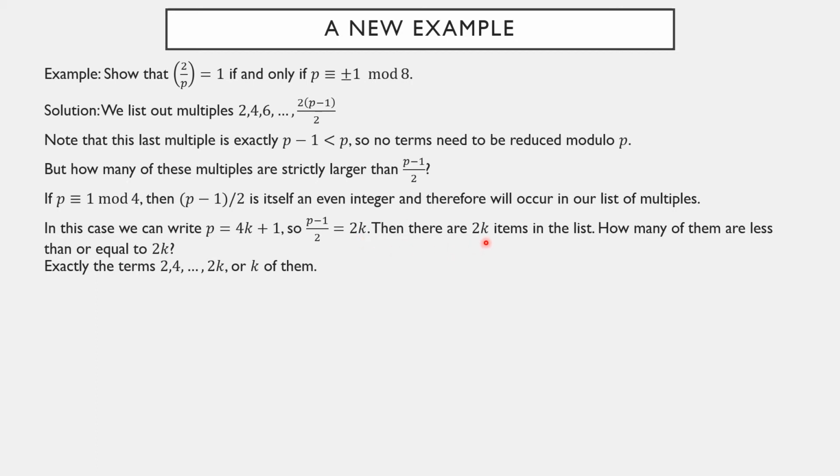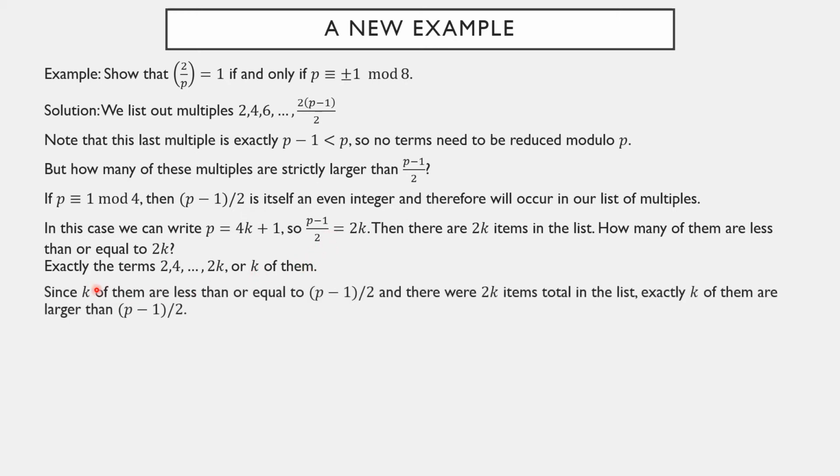So this is how many items are in the list, because I took multiples up to this quantity. So there are 2k items in the list. How many of them are less than or equal to (p minus 1) over 2? But (p minus 1) over 2 is exactly 2k. So everything up to 2k is less than or equal to 2k. How many items in this list? This is 2 times 1, 2 times 2, all the way up to 2 times k. So k elements of the list were less than or equal to the cutoff, which means since there were 2k items total and k of them are small, then k of them are big.